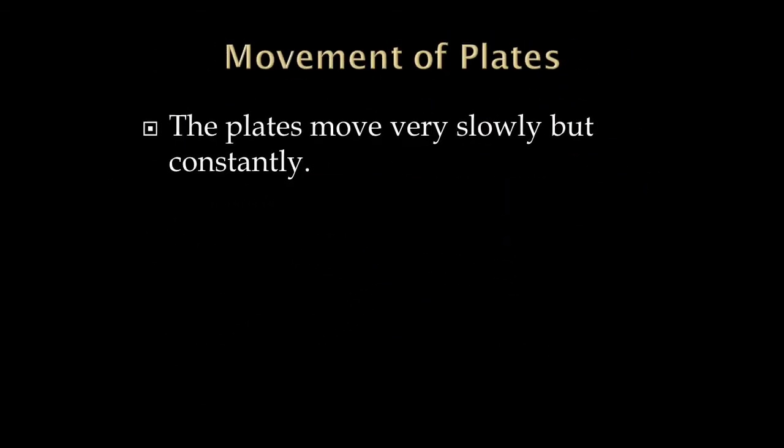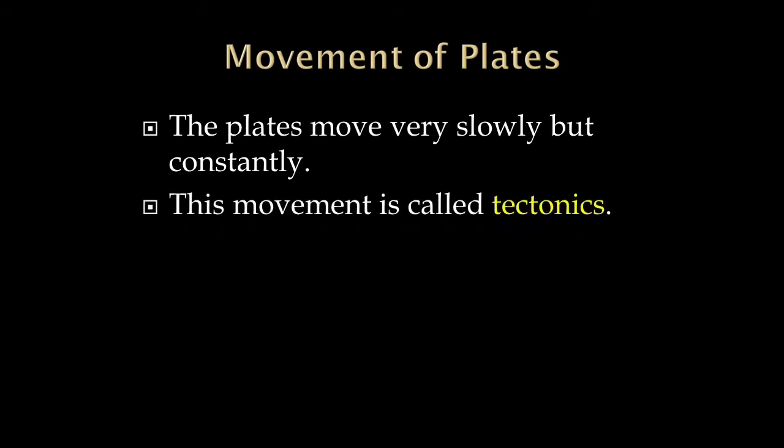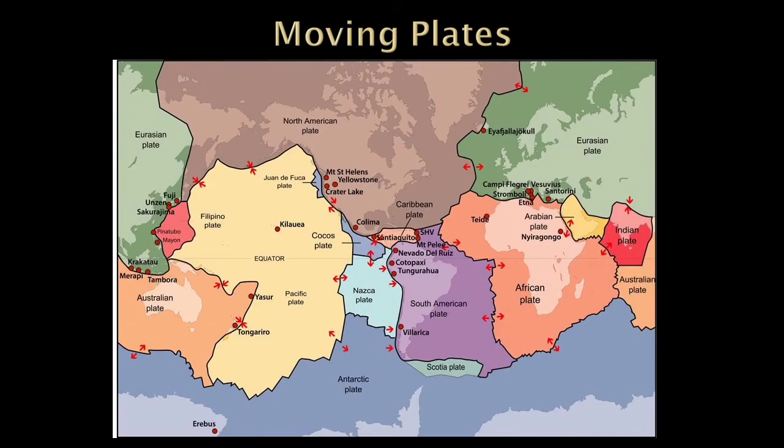Also, it was mentioned that plates are moving. They move very slowly but constantly. This movement is called tectonics. That's why when we speak of plate tectonics, it is simply the movement of plates. As you can see in the illustration presented, we can see different arrows. These arrows show the different movements of plates. They can move toward each other, away, or they can even strike slip from one another.